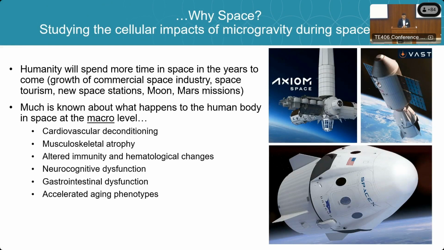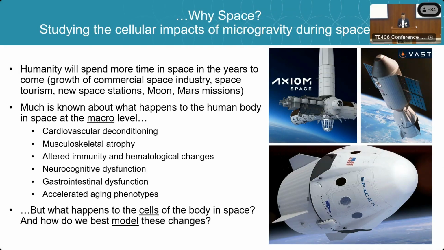And certainly we know what happens to the human body at the macro level. We know there's, as Joe alluded to and a number of folks alluded to, cardiovascular deconditioning, musculoskeletal atrophy, changes in the immune system, and hematological changes as well, neurocognitive dysfunction that was just alluded to, GI dysfunction. And these kind of combine to mimic what's considered an accelerated aging phenotype, right? So we know what's happening at the macro level somewhat. Now, how do we distill that to the micro level, to the cellular level, and how do we actually model those cell-based changes?